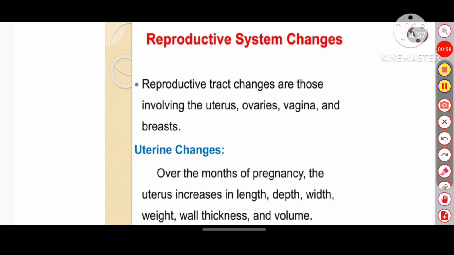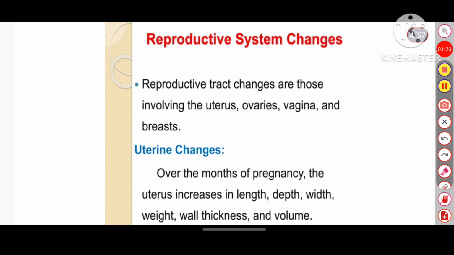Now we'll see the system-wise changes that occur during pregnancy, for whichever systems they have asked. They have asked about the reproductive system changes, so you need to write the following. Reproductive tract changes are those which occur in structures like the uterus, ovaries, vagina, and the breast changes that occur during pregnancy. First, we'll discuss the uterine changes.